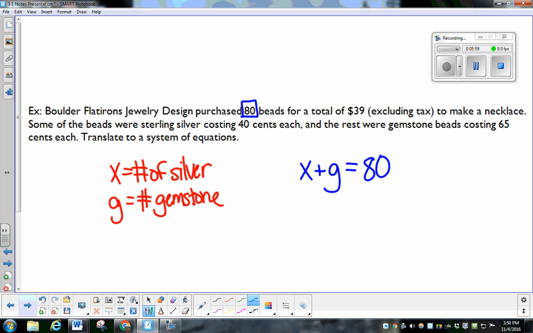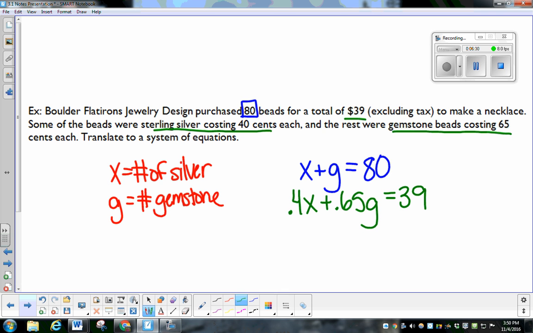Our second one has to do with the cost. We know the total cost is 39. The silver ones are 40 cents each, and the gemstones are 65 cents each. So I'm paying 0.4 of a dollar, 40 cents, for each silver bead, so I'm going to multiply it. Plus I'm paying 65 cents for each gemstone bead. And when I add up those amounts, it's going to cost $39. So that's my system of equations. Those are the two equations I pulled from that.